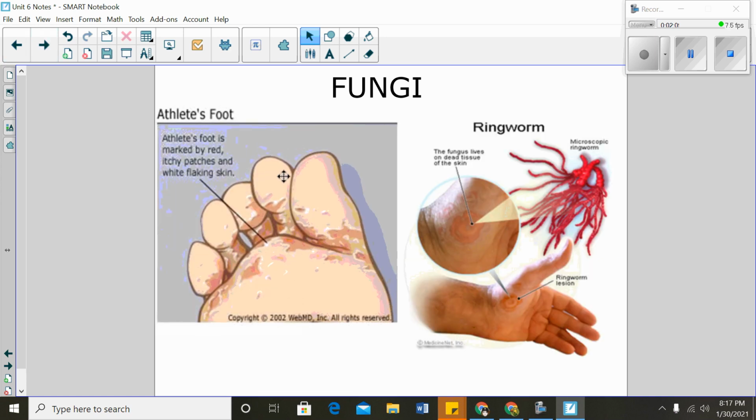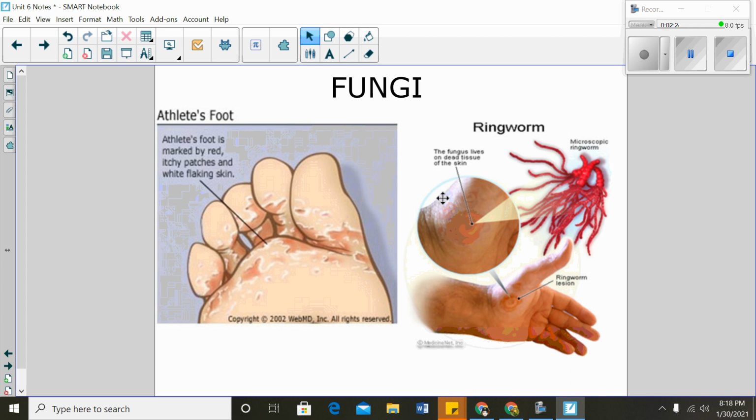So here's athlete's foot. So I don't know if you know what that is, but it's like a ton of flaking of the skin on the bottom of your foot. And then here's ringworm. Actually makes a circle on your skin, right? Not necessarily painful, but it can become itchy and scabby, right? It's often transmitted from an animal.